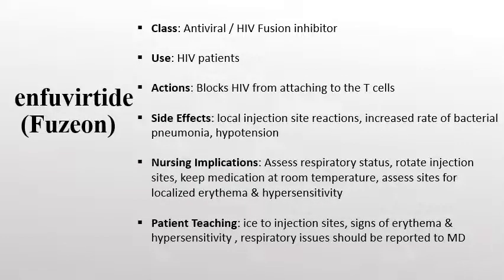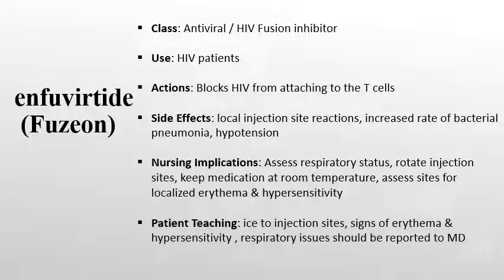Enfuvirtide limits the spread of HIV by blocking HIV from attaching to the T cell. It's usually used when HIV doesn't respond to other antivirals. HIV antivirals don't kill the virus, remember. The purpose is to reduce HIV-associated morbidity and mortality, prolong the duration and quality of life, and prevent transmission and restore and preserve their immunologic functions.